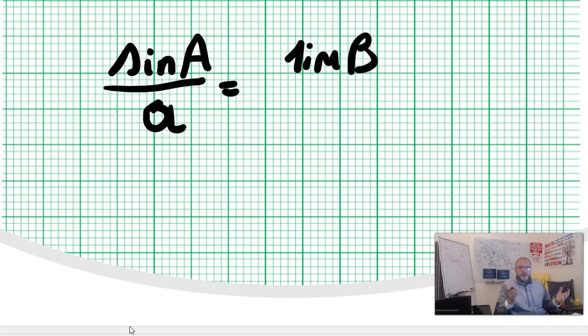There's no memorization here. When you have 120, the reference is 60. When you have 150, the reference is 30 degrees. And when you have 135, the reference is 45 degrees. And you do the same thing with the third and fourth quadrant.